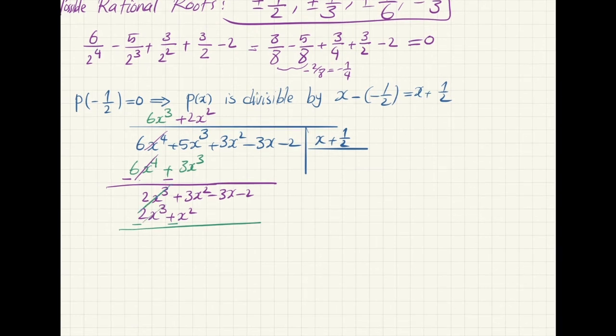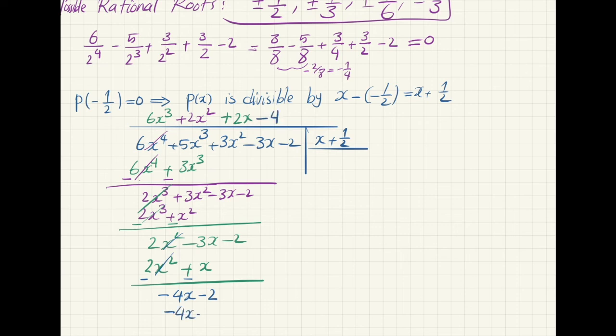Then this time it's gone, and then minus x squared plus 3x squared is 2x squared minus 3x minus 2, and I repeat the process. So this becomes 2x. I multiply this, it becomes 2x squared plus x. I change the signs and I add them, they are gone. So then it becomes minus 4x minus 2, and finally if I divide one more, it becomes minus 4x minus 2.